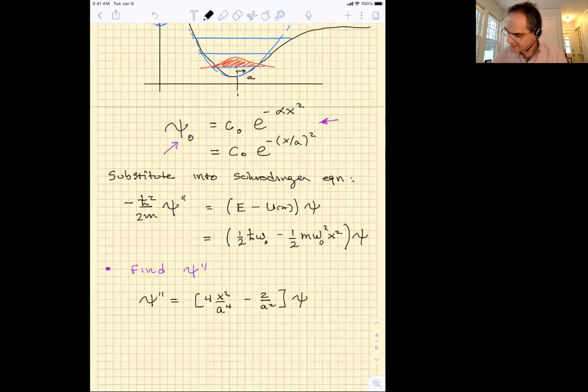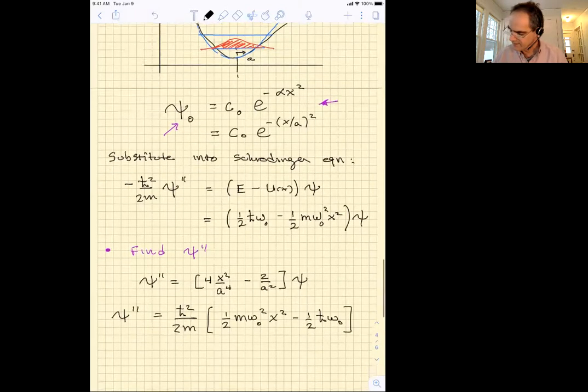So first, let's rewrite this as psi double prime is equal to h bar squared over 2m times, because I've canceled the minus sign, it's U minus E. Excuse me, it's 1/2 m omega naught squared x squared minus 1/2 h bar omega naught times psi.